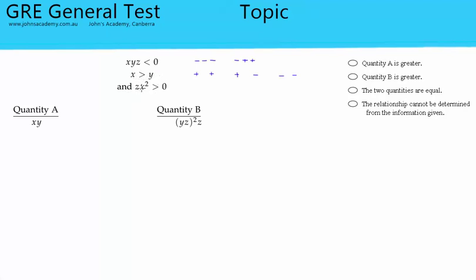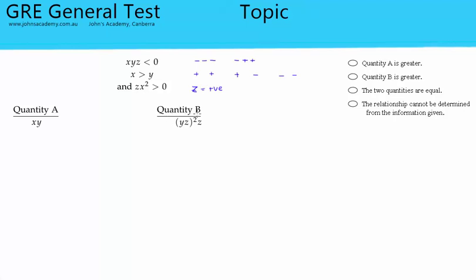We see that z times x squared is positive. This line gives you the greatest clue for this question. We see that x squared is always positive because the square of any number is positive, and a positive number times z is positive. So therefore, that tells us that z is a positive number.